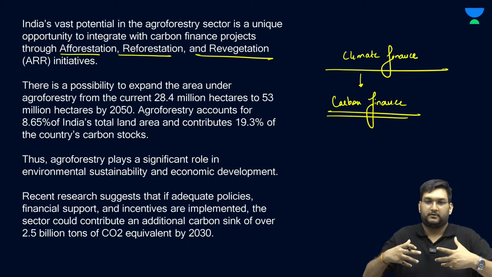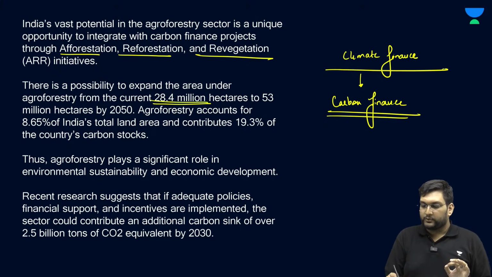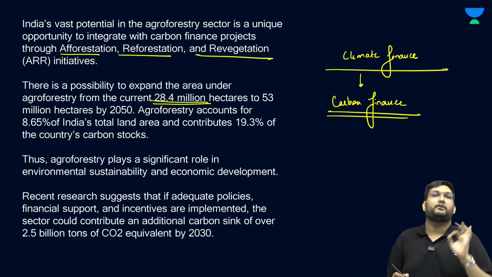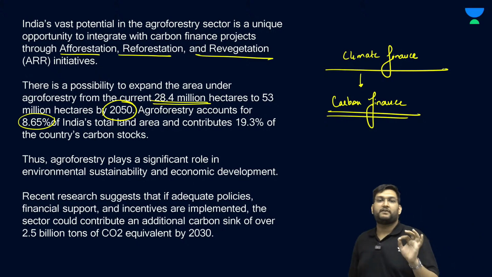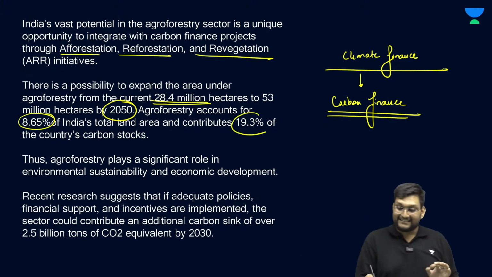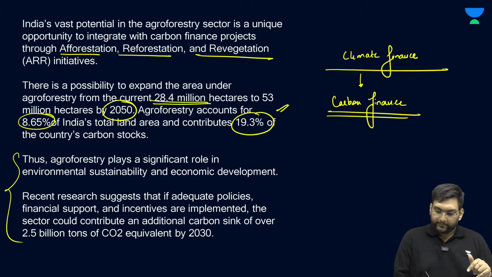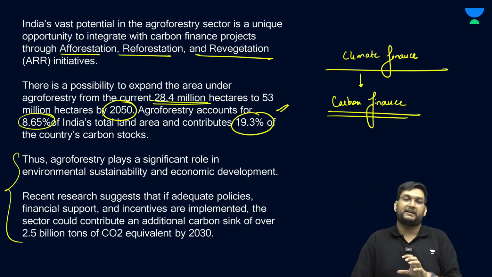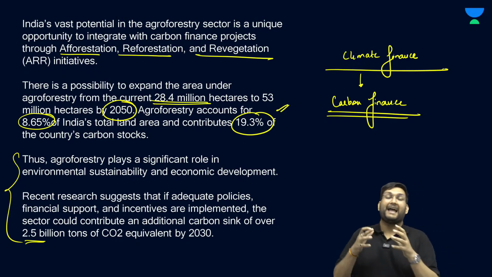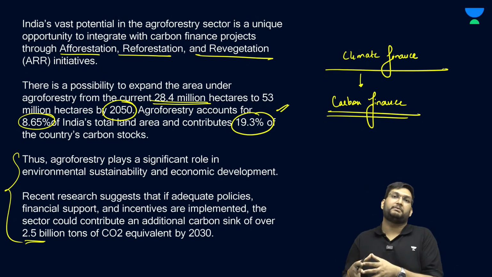And the data which is quite encouraging and important for you is that India has the potential of increasing from 28 million hectares to 53 million hectares of agroforestry by 2050. But what is more important is, though India has only 8.65% of its total land under agroforestry, 19 to 20% of its carbon sinks are in these agroforests. Therefore, if India wants sustainable development, what we call ecological balance and economic development going forward, agroforestry could play a very important role. And we can additionally add 2.5 billion tons of carbon by 2030 in the carbon sinks of agroforests.